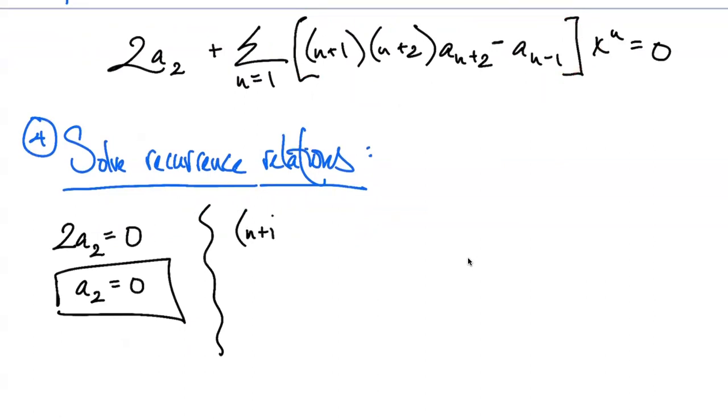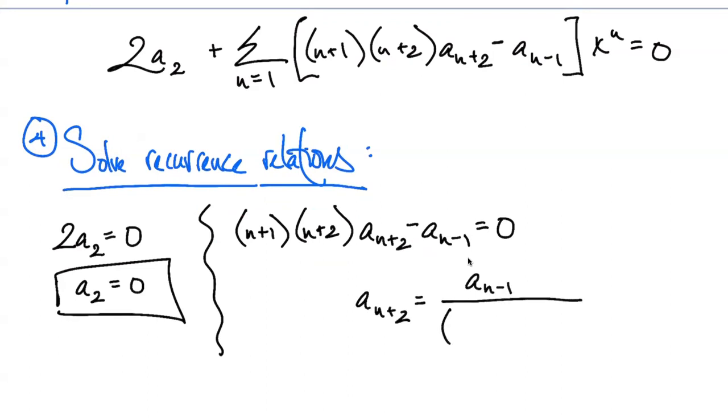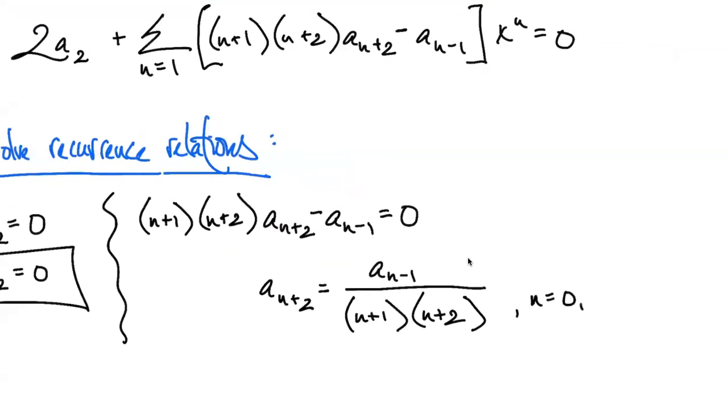We have n plus 1, n plus 2, a sub n plus 2 minus a sub n minus 1 equals 0. Yesterday my strategy was to get the bigger subscript by itself, so we want to isolate a sub n plus 2. We can do that by adding a sub n minus 1 and then dividing by n plus 1 times n plus 2. So a sub n plus 2 equals a sub n minus 1 over n plus 1 times n plus 2, and we want to say this is true for n equals 0, 1, 2, etc.